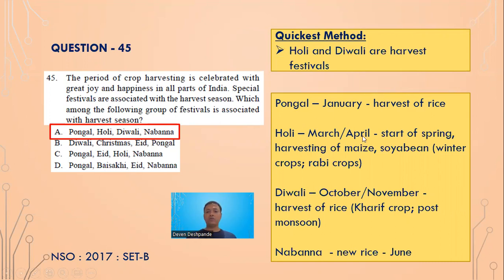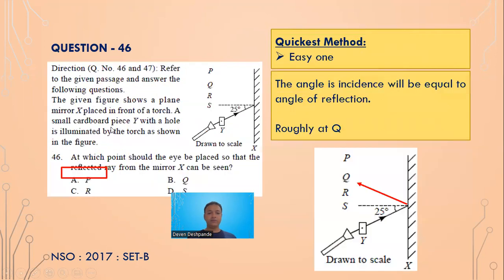And Holi is normally during March or April. Again, they celebrate the winter crops, the rabi crops, harvesting of rabi crops such as maize and soybean. Diwali, October, November, harvest of rice again, Kharif crop post monsoon. So Diwali is also a harvest festival, along with the notion of celebrating Lord Ram coming back to his kingdom. And Nabanna is new food, new rice, which is in this month of June, celebrated in the eastern part of India. So all these 4 festivals are harvest festivals.